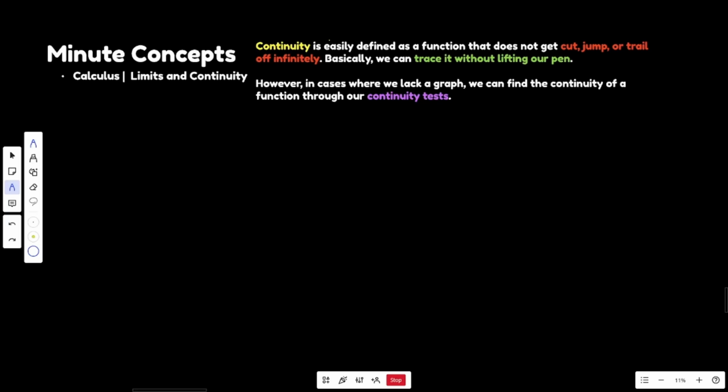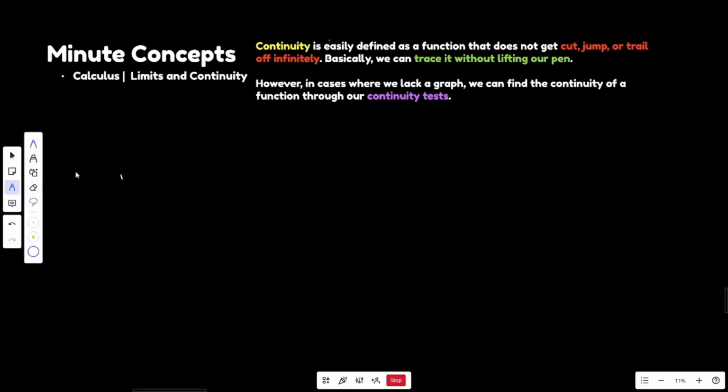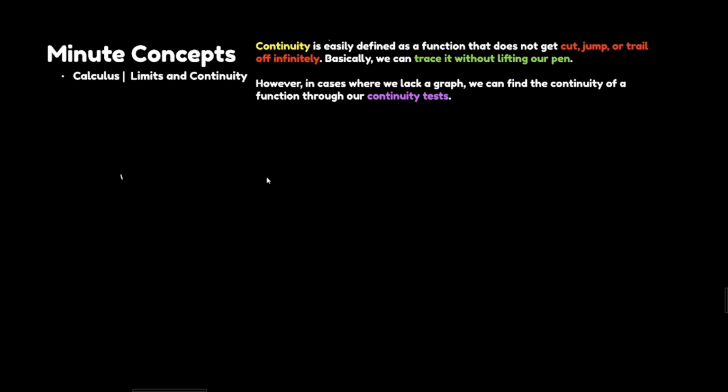Hello everyone and welcome back to another minute concept, this time about limits and continuity for basic calculus. Limits are related to the concept of continuity of functions, and continuity is basically the property of a graph for it to be able to be traced without lifting your pen. That's the most basic definition.